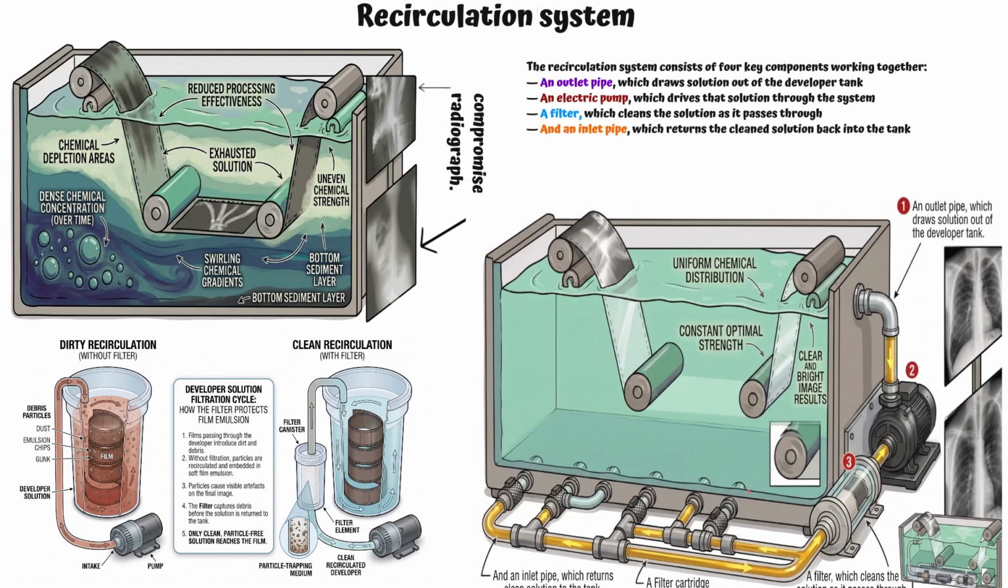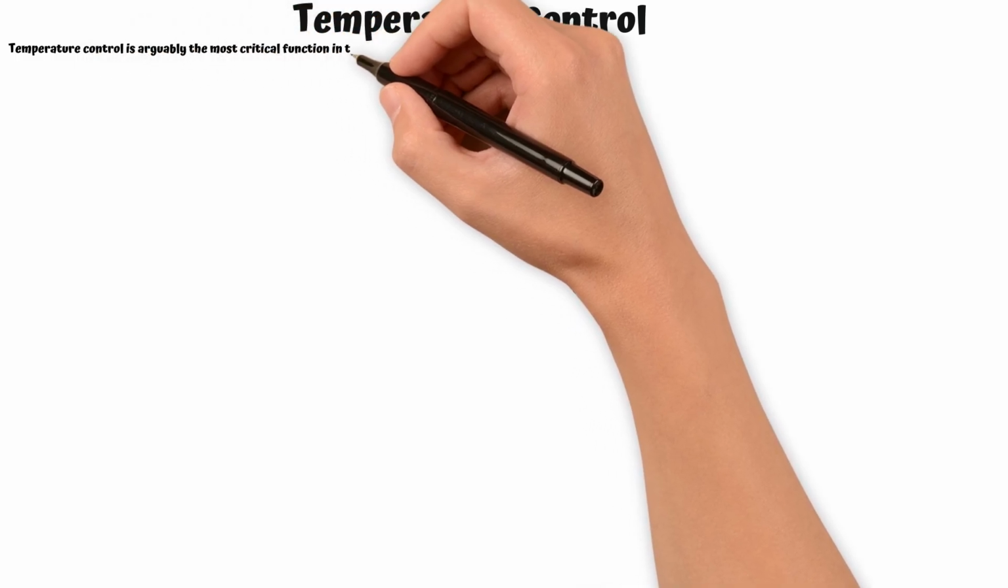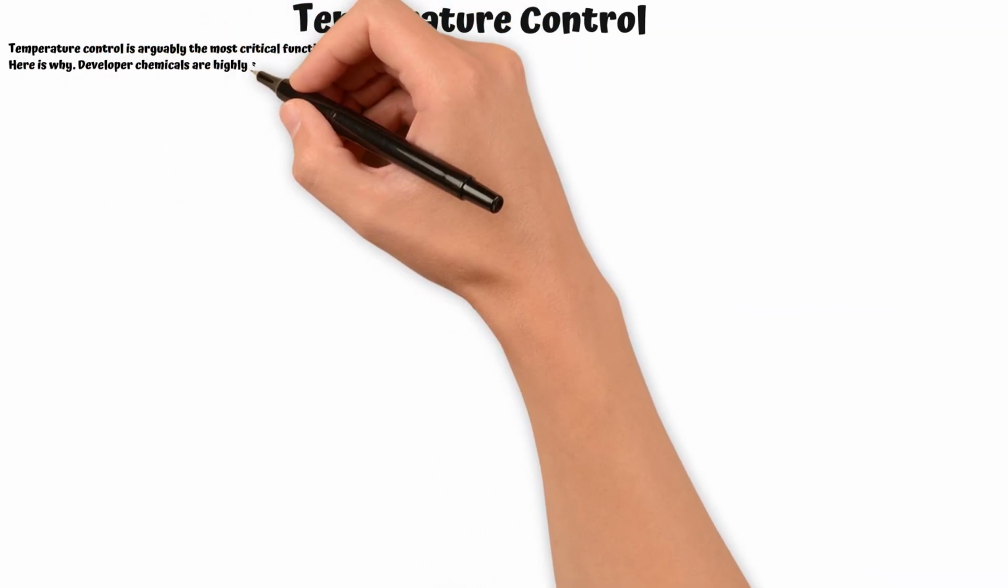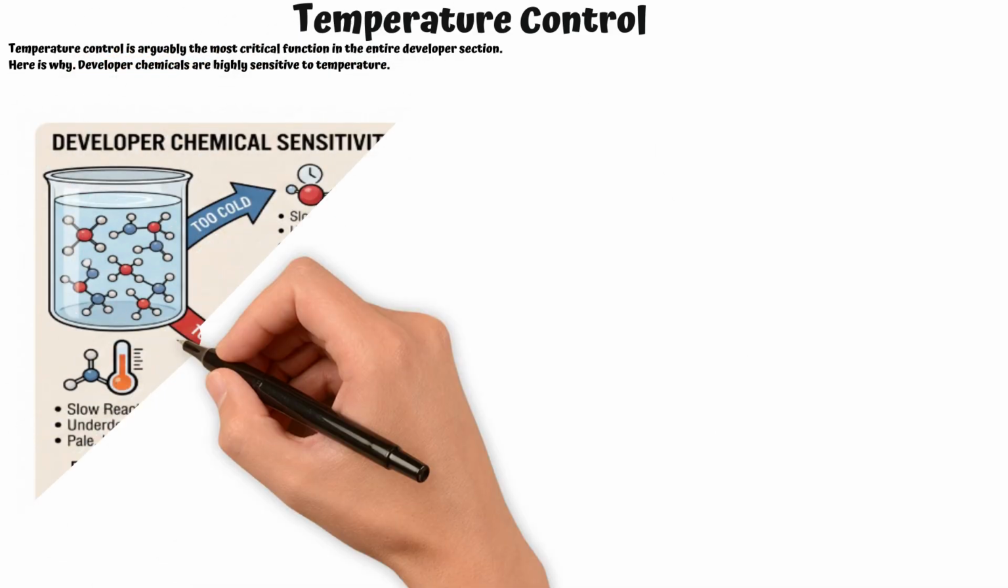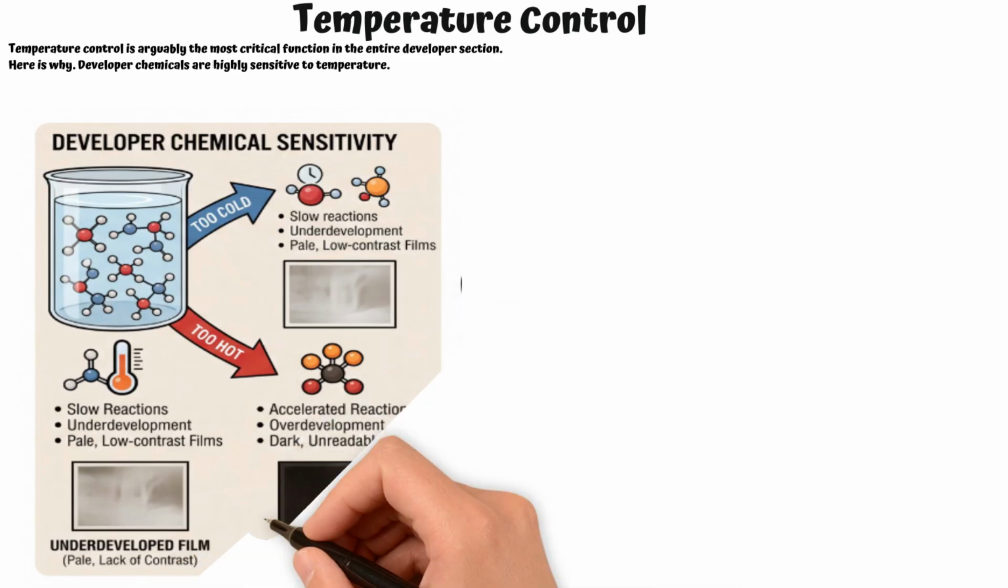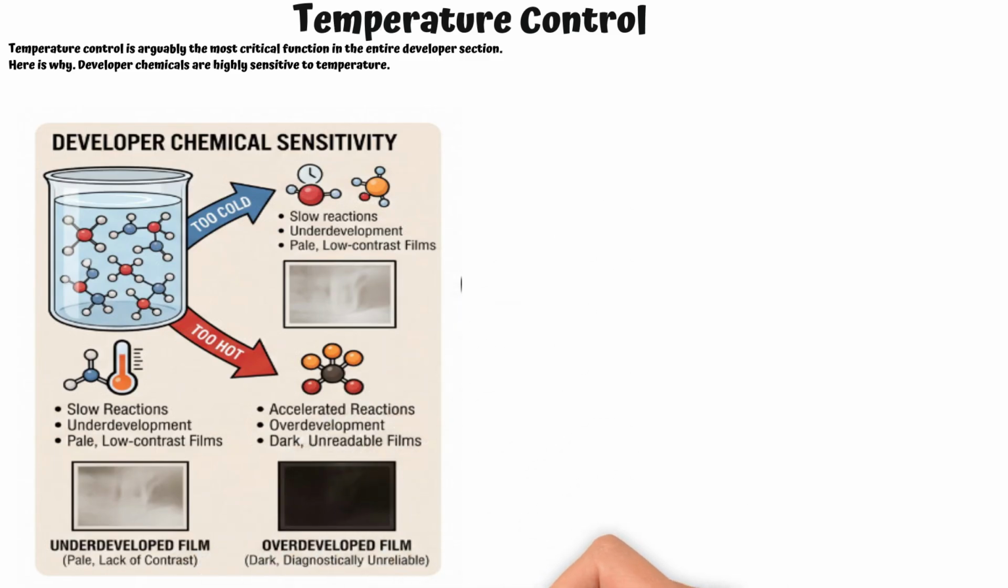But there is a third role the recirculation system plays, and it is equally important. The recirculation pipework also serves as the pathway through which temperature is regulated. Temperature control is arguably the most critical function in the entire developer section. Here is why. Developer chemicals are highly sensitive to temperature. If the solution is too cold, the chemical reactions slow down. Films come out underdeveloped, appearing pale, and lacking in contrast. If the solution is too hot, the reactions accelerate beyond control. Films become overdeveloped, dark, and diagnostically unreliable.